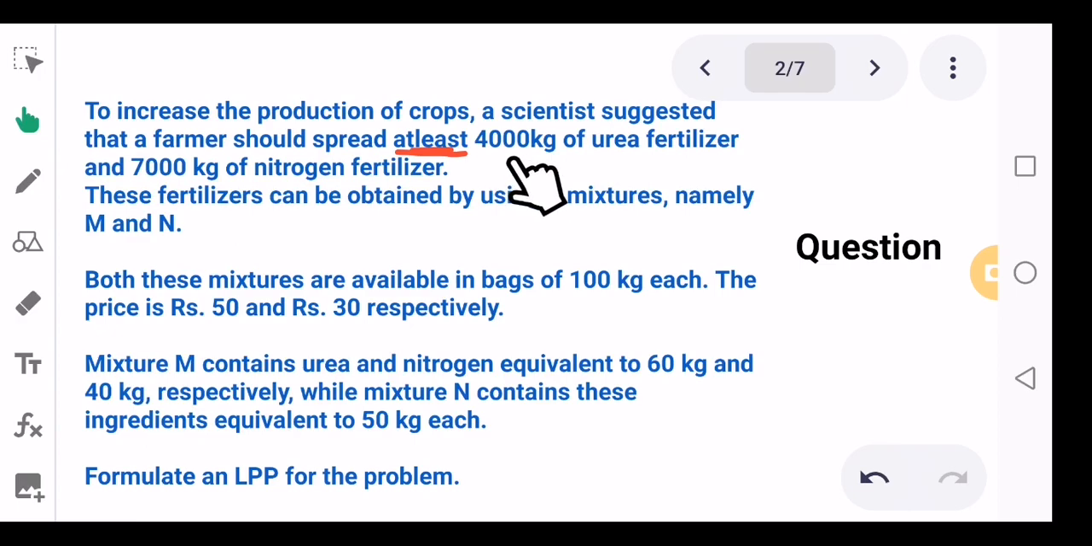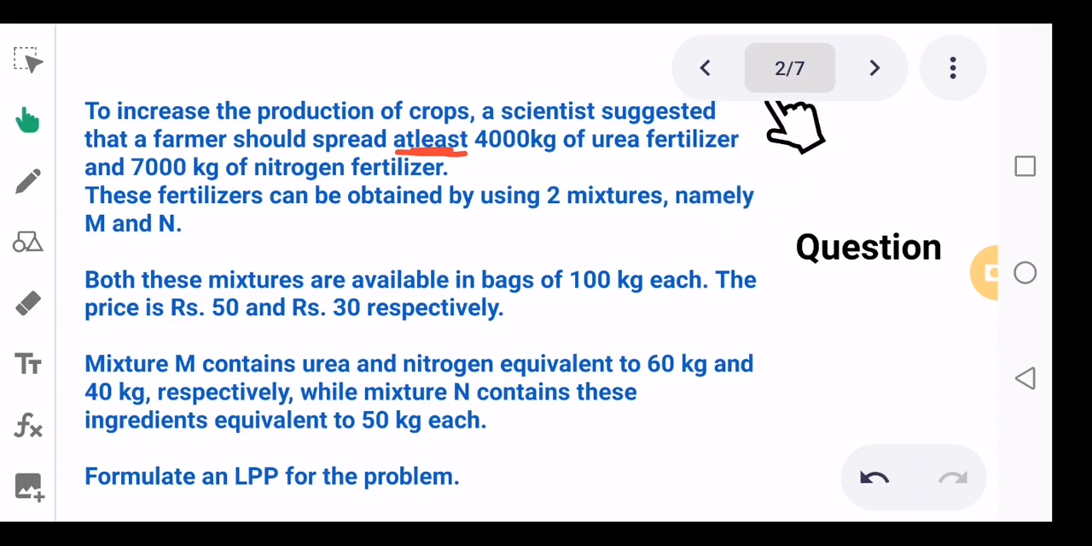Minimum 4,000 kgs. It should be either equal to or more than 4,000. It cannot be less than 4,000. That is what they mean. Similarly, for 7,000 also, the scientist says that the nitrogen fertilizer has to be used, but it should be equal to 7,000 or more than 7,000. Like, the minimum that you can use is 7,000. So they are saying minimum 7,000 kg and minimum 4,000 kg. At least here is nothing but minimum, so minimum 4,000 kg and minimum 7,000 kg have to be used. Okay, so the scientist has given this advice.